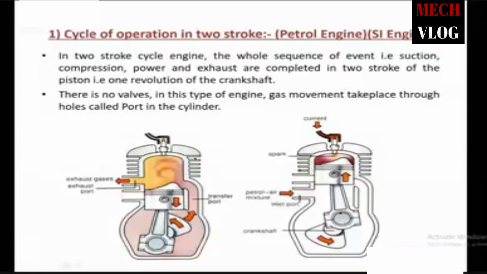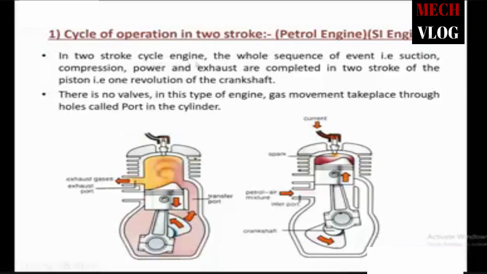As you can see in this figure, one stroke means the movement of the piston from the bottom dead center to the top dead center. The return of the piston from the top dead center to the bottom dead center is called the return stroke, that is the second stroke. So here the power is produced by two strokes of the piston, that is one revolution of the crankshaft.